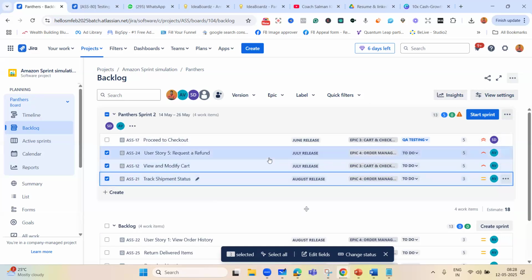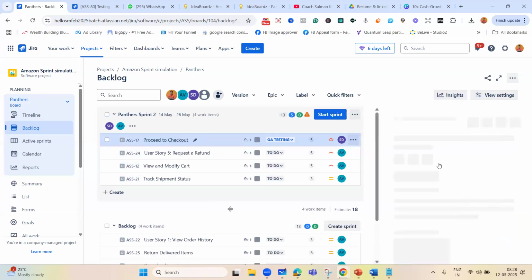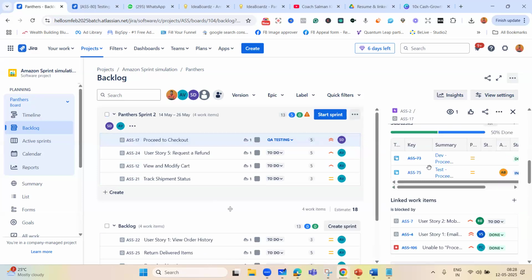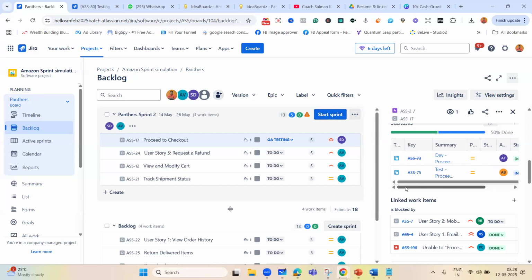Before I start the sprint, I will also make sure that every item has its subtasks ready. For example, this has certain subtasks ready. These are subtasks: development, testing, and so on. Can you all see that? Yes. So this is incorrect. This item is in done status and the sprint is not yet started. It can never happen.